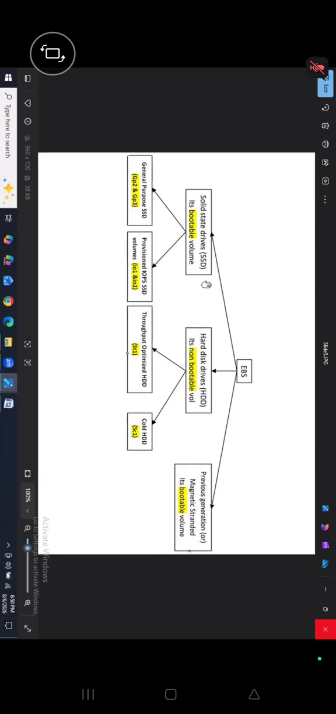One is SSD, HDD, then previous generation or magnetic standard. This one is a little bit old. Coming to SSD, it's a bootable volume. Bootable means we can install the system. HDD is a non-bootable volume, which means we are unable to install the operating system on this hard disk. Previous generation or magnetic standard is also bootable. We can install the operating system on it.